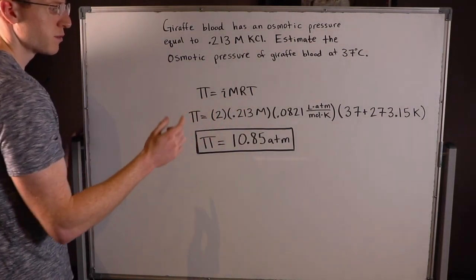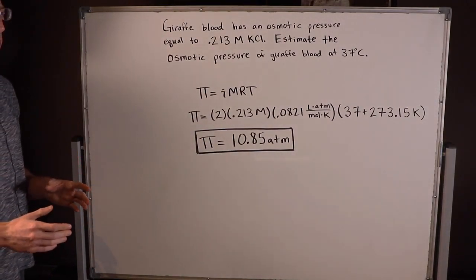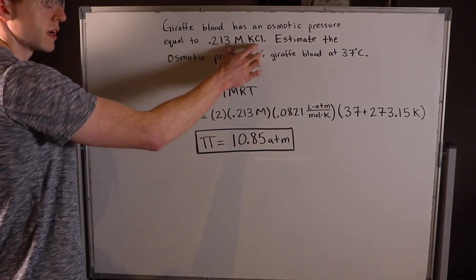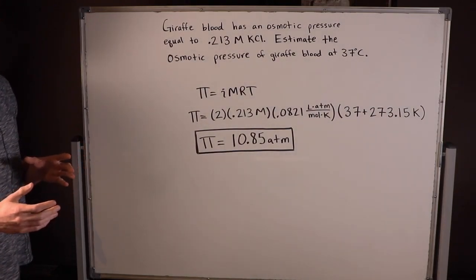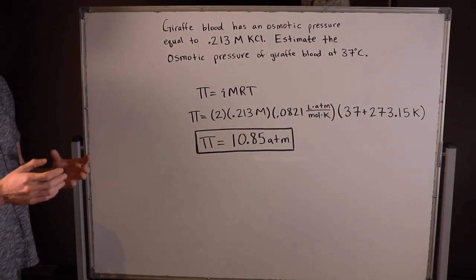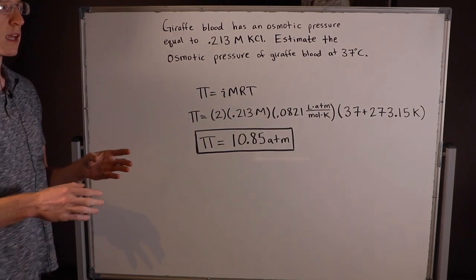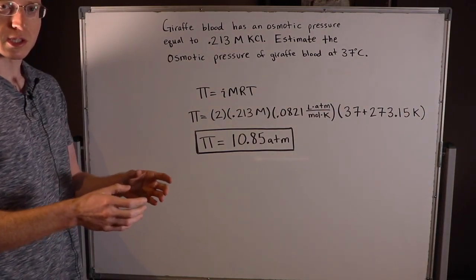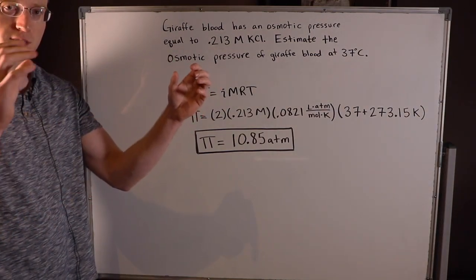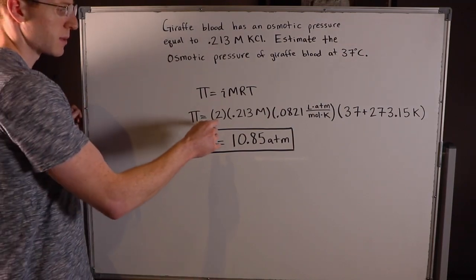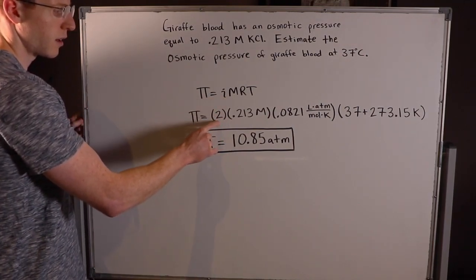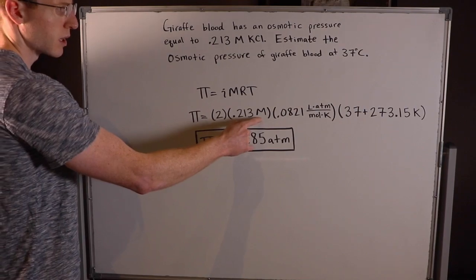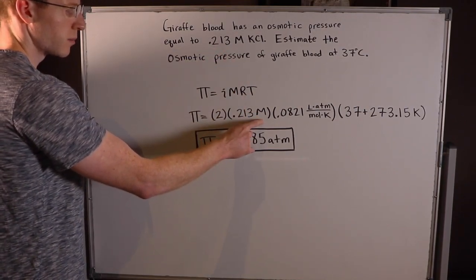So i, the van 't Hoff factor, is going to be 2. That's because we're doing this for KCl, and the van 't Hoff factor is essentially the number of things that your compound is going to split up into. And we know when we put KCl into a solution, it's going to split up into K+ and Cl-. So it splits up into 2 things, and i, the van 't Hoff factor, is 2. Molarity was given, that's 0.213 molar.